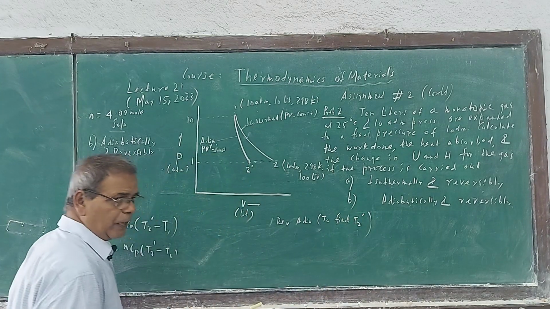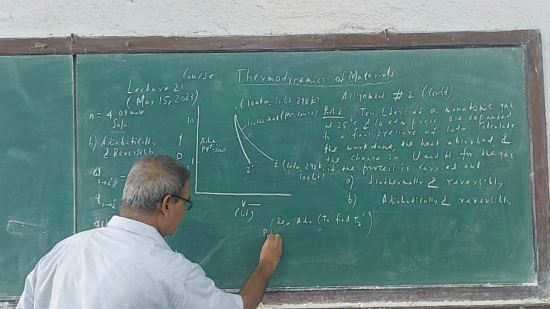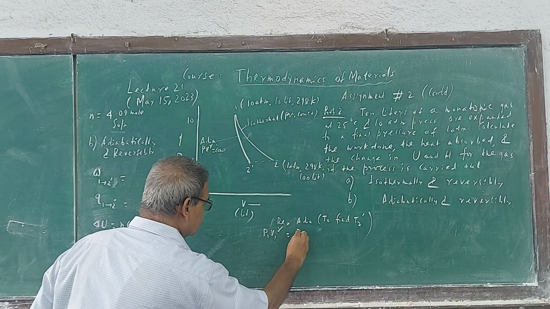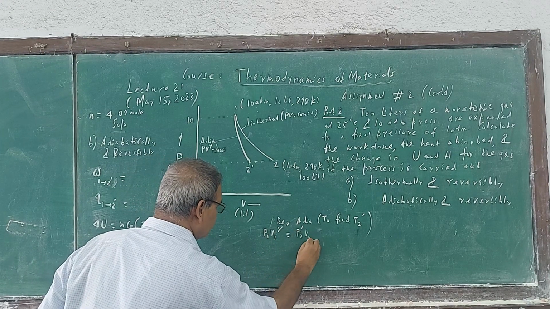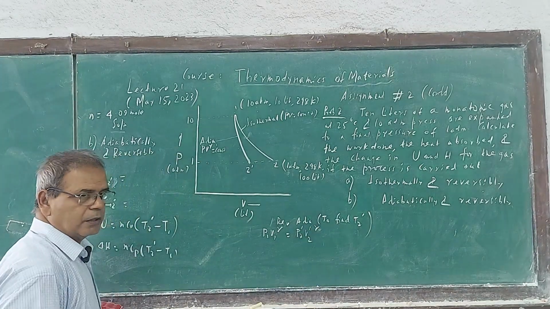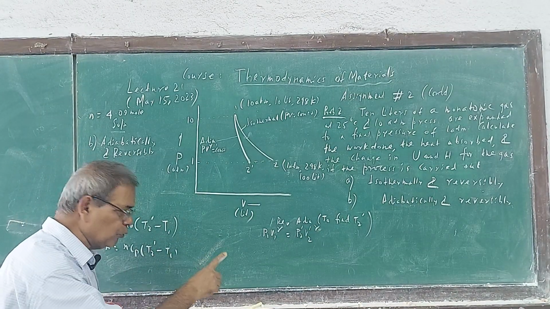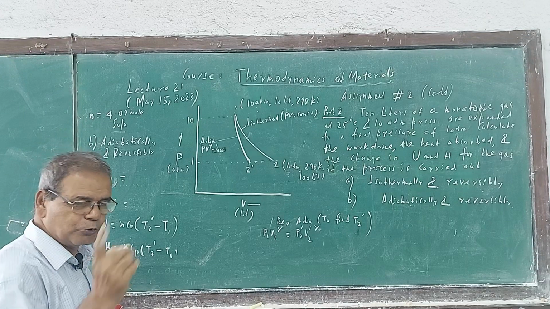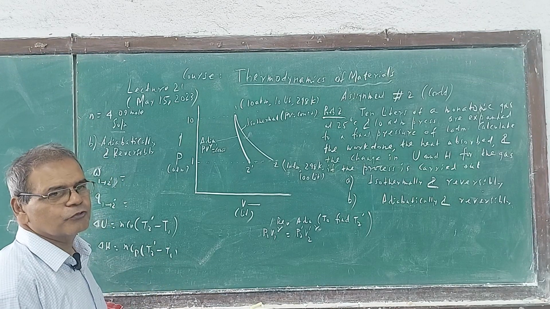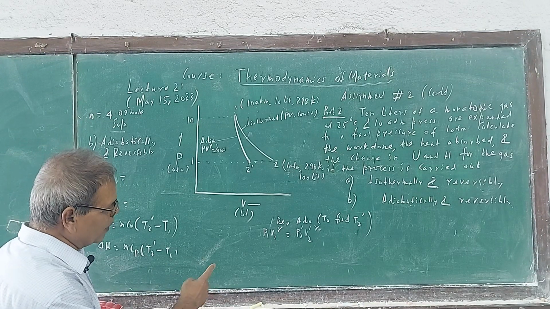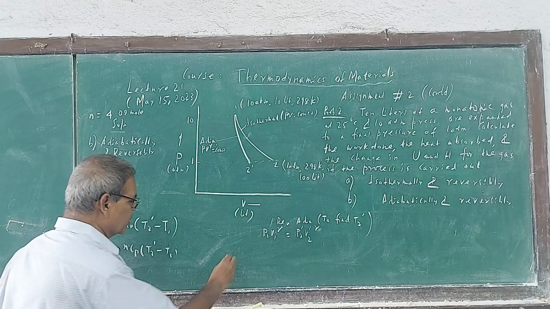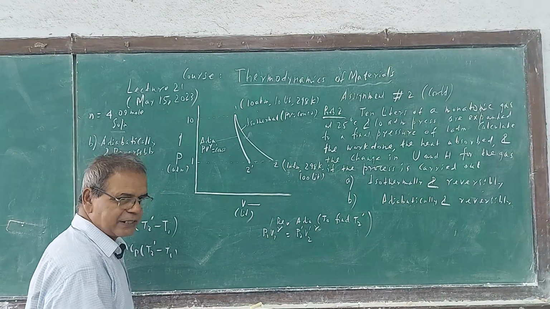Quickly find V2 prime first of all. P1 V1 to the power gamma is P2 prime V2 prime to the power gamma. My intention is to get V2 prime. Then once V2 prime is known, P2 prime, moles, and T2 prime are known. It is better to do this, because it is simpler than the T-P relation.